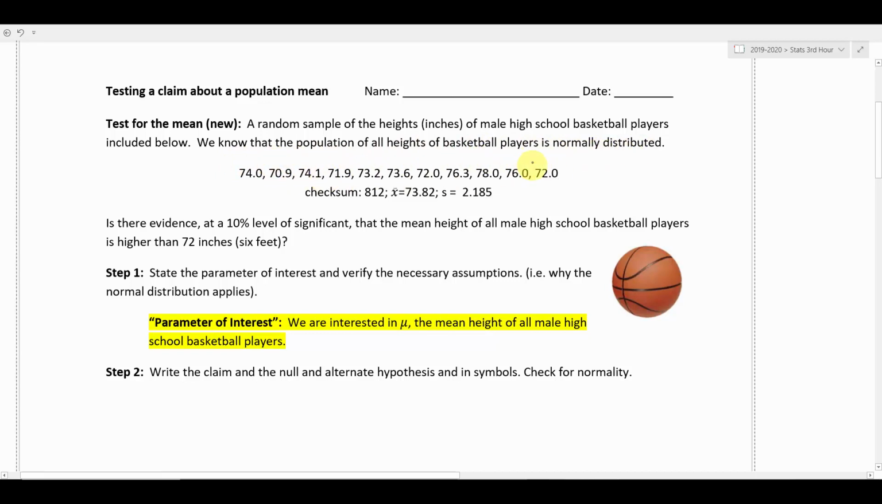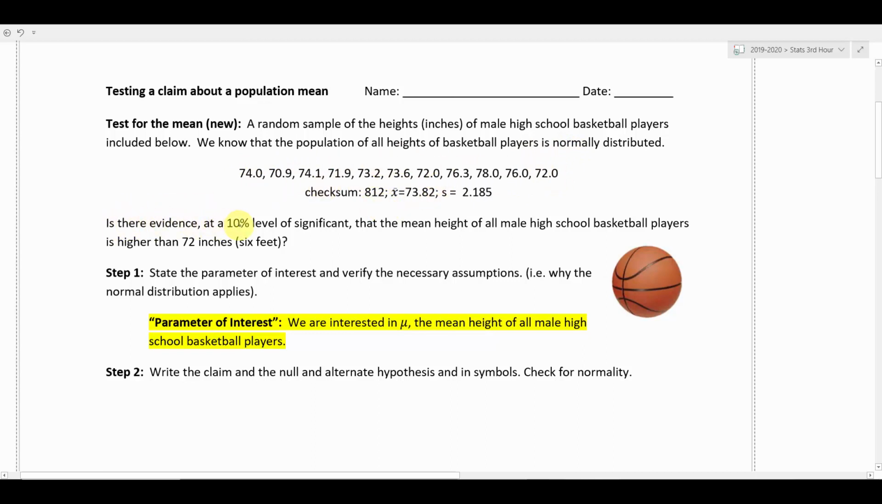I noticed right away when I saw this problem that the sample was kind of small. I think there's only 11 pieces of data here, which for a sampling distribution is not quite large enough to normalize. But since the population of high school basketball players is already normally distributed, we didn't really need that big of a sample size. All right, so we're good there.